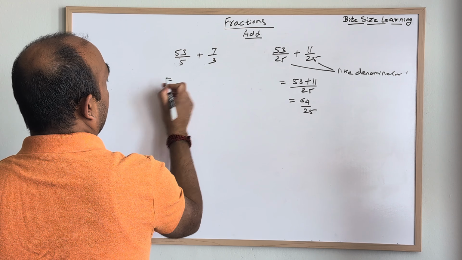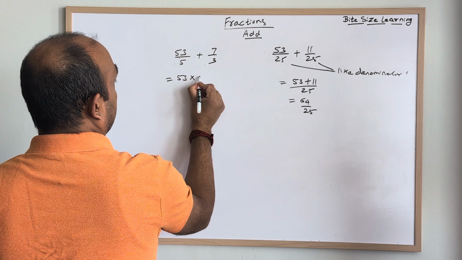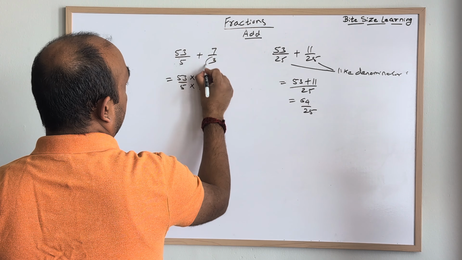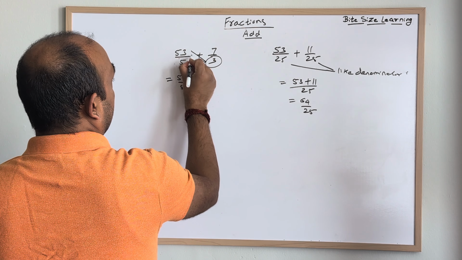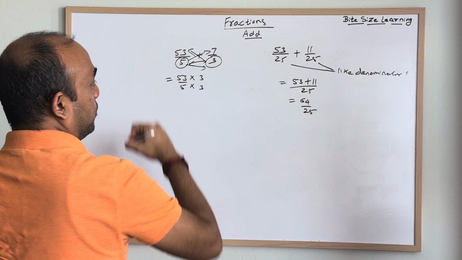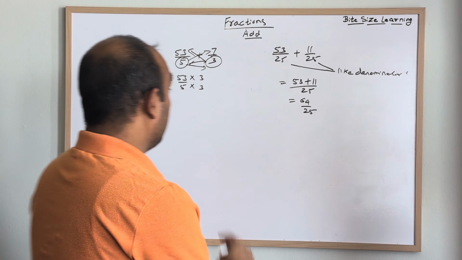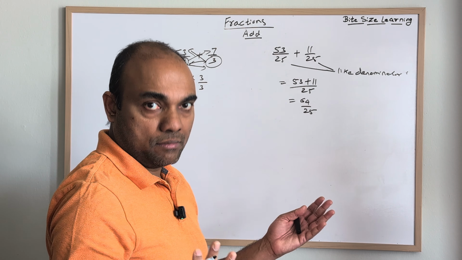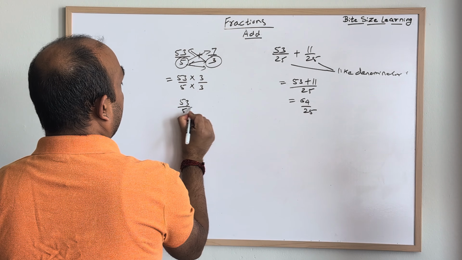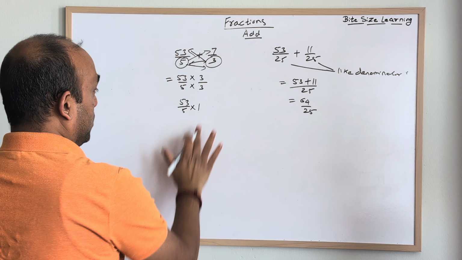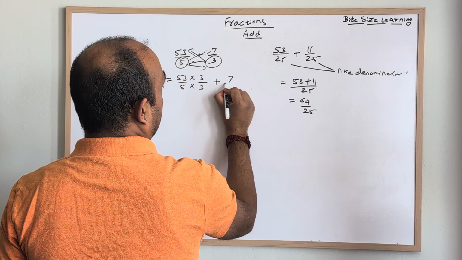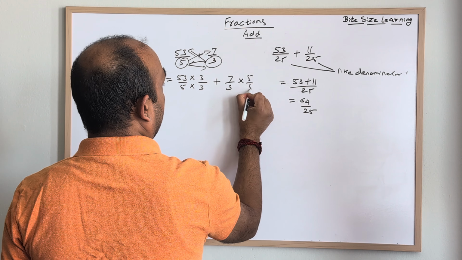So you need to do 5 times 3 upon 5 times 3. What you need to do is take this denominator, multiply numerator and denominator by this, and take the other denominator and multiply numerator and denominator by the same number. So 3 upon 3 is 1, right? So essentially what we are doing here is 5 by 5 times 1. That's what essentially we are doing, right? And the second is 7 by 3 times 5 by 5.